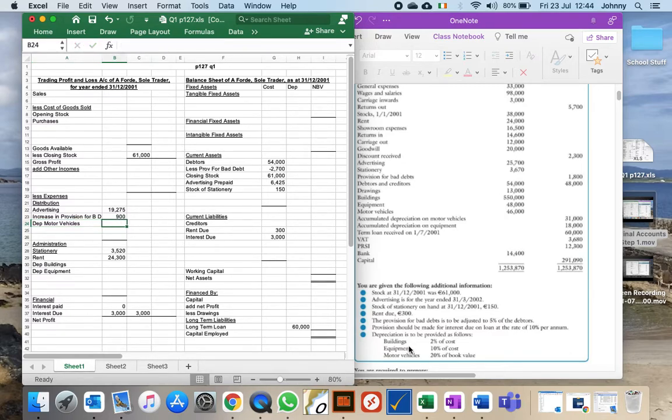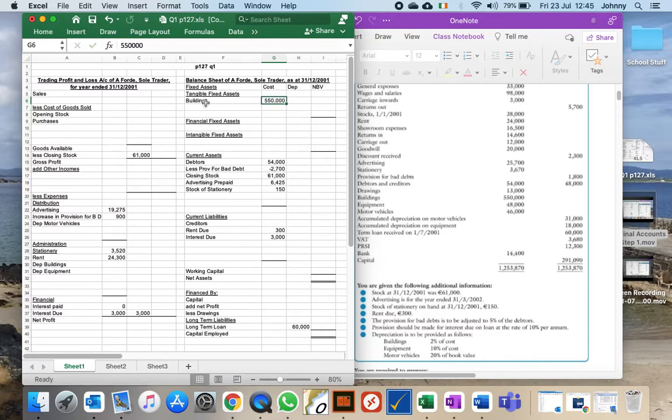Okay, so if we deal with buildings first of all. Buildings is 2% of cost. So I'm just having a read through here. Where does it say the value of our buildings? So buildings is 550 grand. So I'm going to put that in here straight away. So buildings is 550.